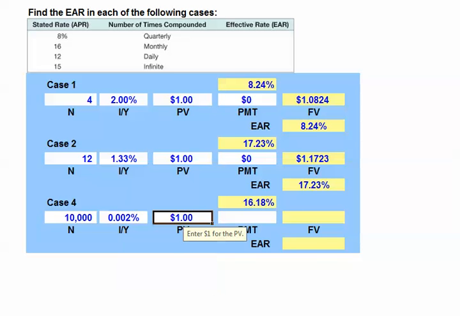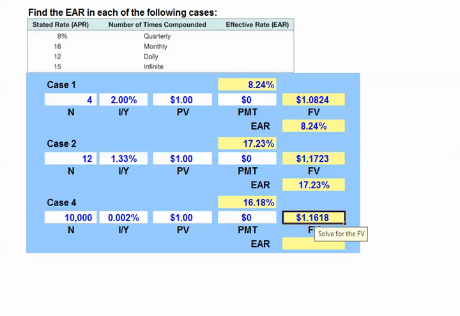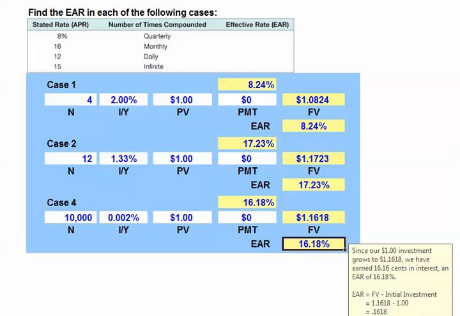We'll enter 1 for our initial present value, 0 for the payment, and we'll solve for the future value. Our $1 initial investment grew to 1.1618. We have earned 16.18 cents in interest on our initial investment for an EAR of 16.18%.